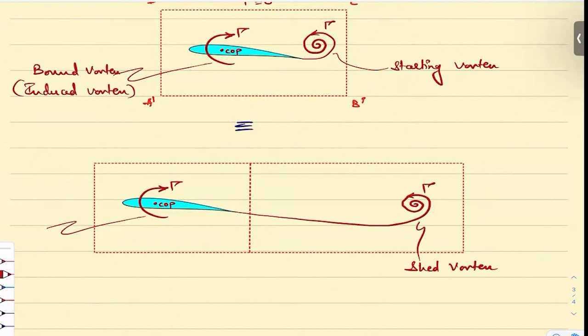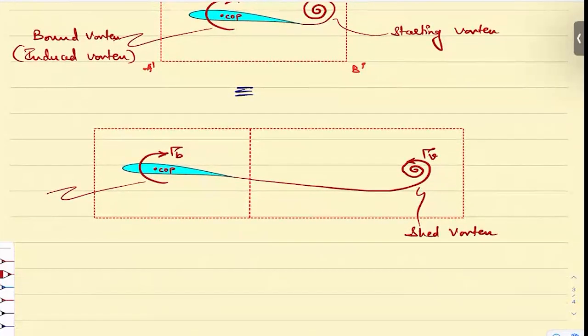Name the shed vortex strength as gamma V. And let's name the bound vortex strength as gamma B. Gamma V, gamma V. And the bound vortex is still the same. There is no change, and you cannot see this. You can see shedding of the vortices, but you will never see the bound vortex.